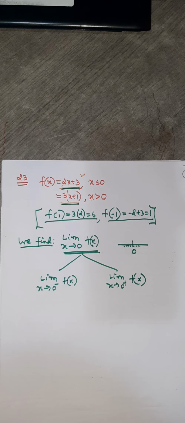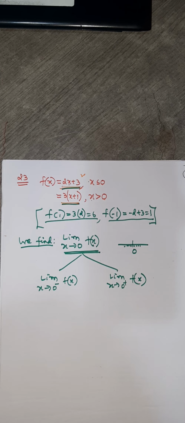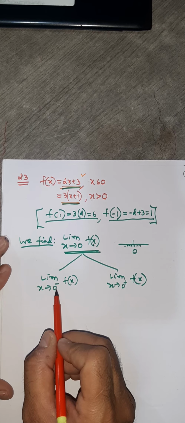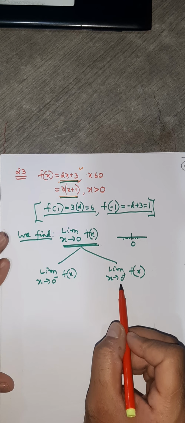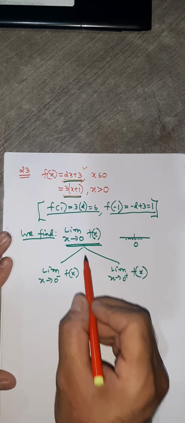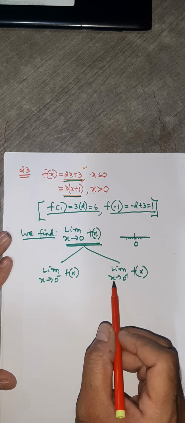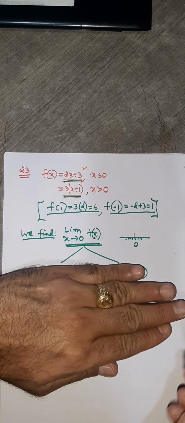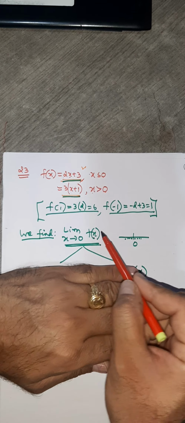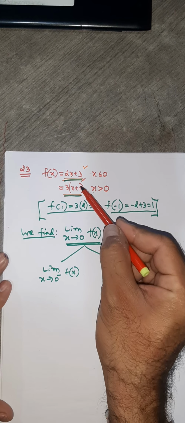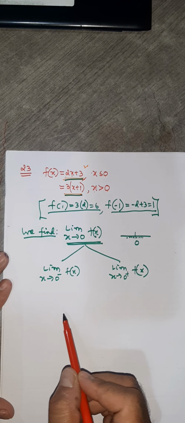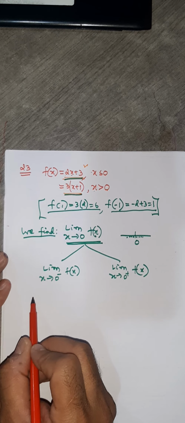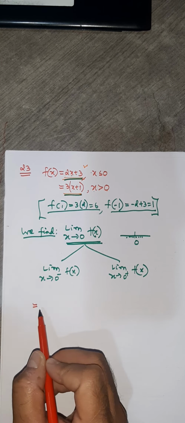Have you realized? This you have decided based on the question, because the question has two different functions. So one should be used to evaluate the LHS limit and the other should be used to evaluate the RHS limit. I hope this is clear to you. If I do not evaluate this, for example, how do you judge which function to put here? This one or this one, obviously. So one has to get into two different limits.